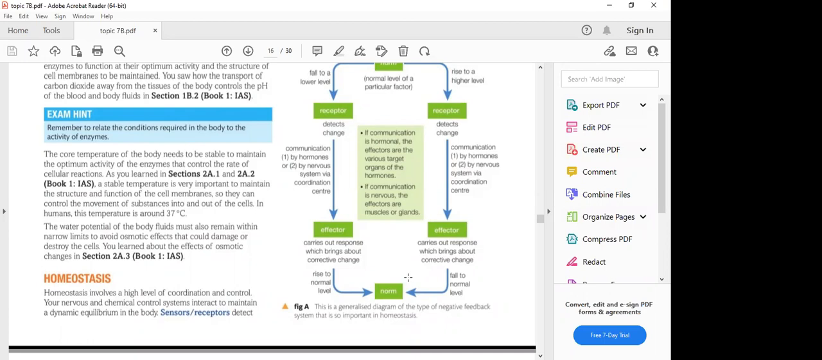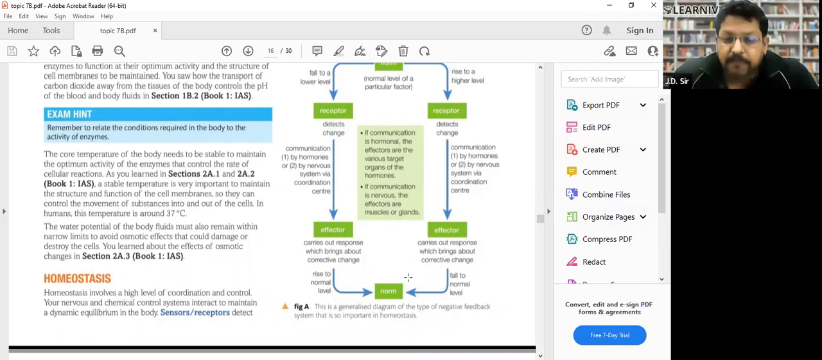Right. Previously I have given you an example of insulin. For the sake of example, suppose I just had my dinner. Now, what happened? Right now, the level of sugar will increase. Now, this will be detected by a receptor.